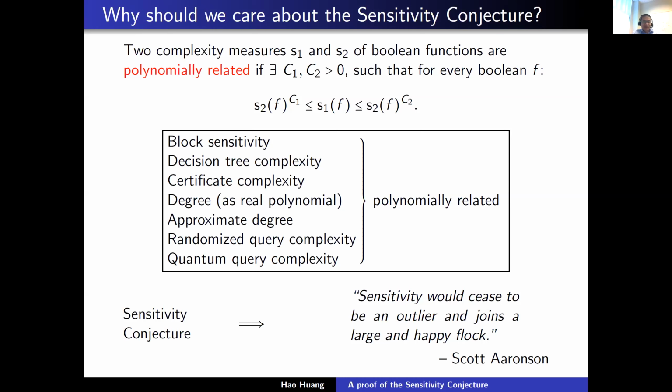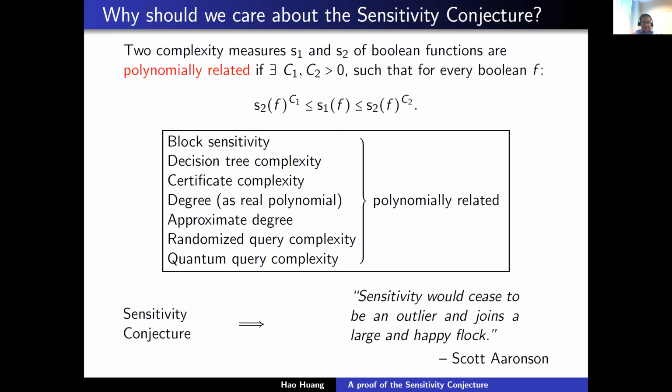Okay, if you are interested in knowing how these things are polynomially related, I strongly recommend you take a look at this nice survey paper by Hatami, Kulkarni, and Pankratov in 2011. There they proved that all these complexity measures, including some others that I did not list here, are polynomially related. And also they discussed some conjectures that are equivalent to the sensitivity conjecture, some others which are stronger than the sensitivity conjecture, and some others which can be implied from the sensitivity conjecture.